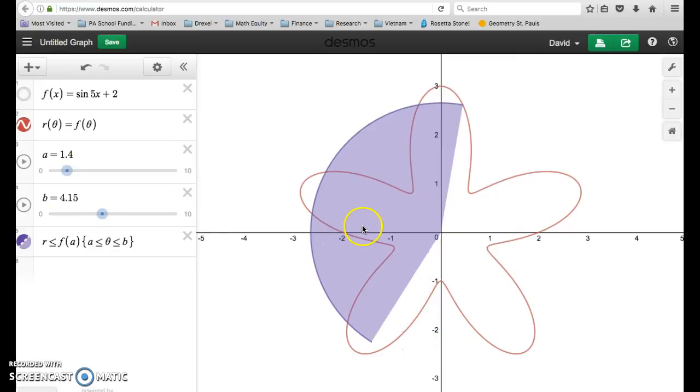There were a few other things that went into the creation of the graph, like how to make the sector appear when the radius defined by this formula is negative, and a couple other things. I'll make sure I have the link to the original graph included along with this video for your enjoyment.